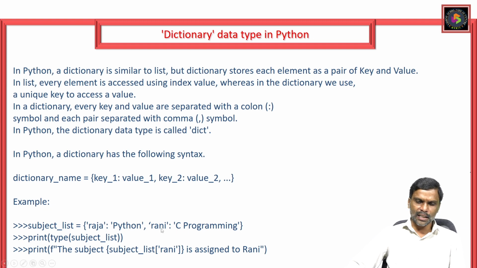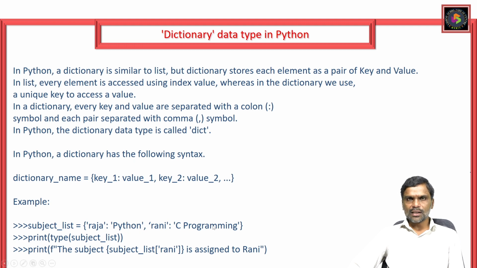If you print the subject list, what is the output here? Raja, Python, Rani, C programming. You will be getting that. Then subject list Rani is assigned to Rani. So these are the outputs you are going to get.